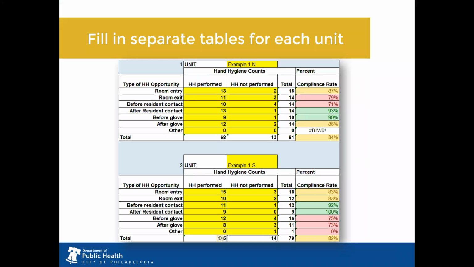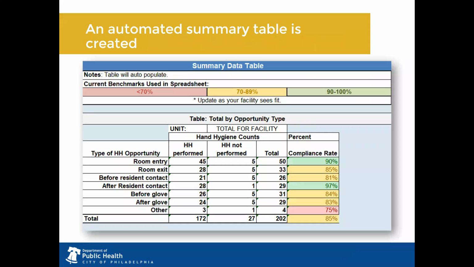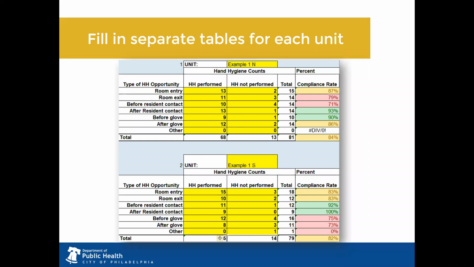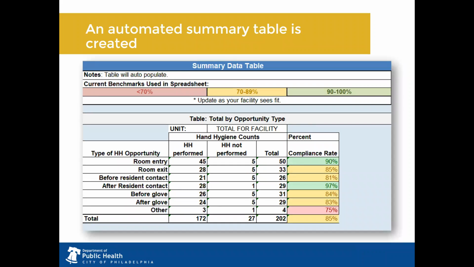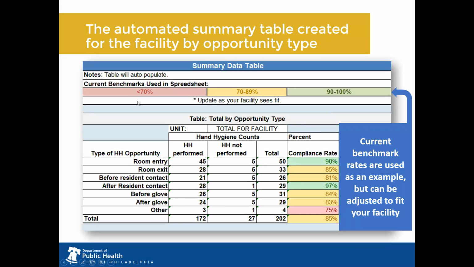So as I mentioned, you can fill in separate tables for each unit, or you could fill in one table for the whole facility, really whatever suits your needs best. And then the automatic summary table is created. So using these 2 example tables, it automatically pulls all that data together and gives you the average compliance rate for room entry across the whole facility, or the average compliance rate for before glove. And as I mentioned, these are the current benchmarks that we included, just saying that red was below 70%, yellow 70 to 89%, and green was 90 to 100%.